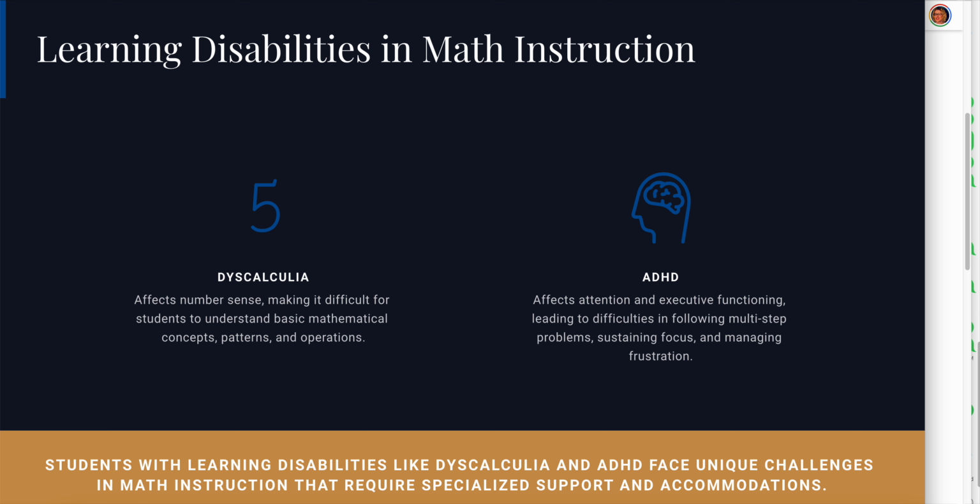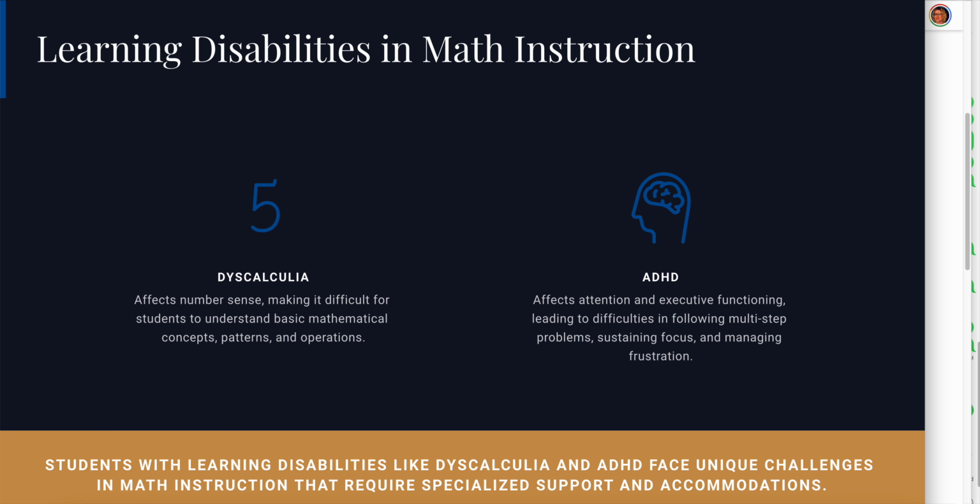And dyscalculia affects our number sense, and it makes it difficult to understand the basic mathematical concepts that involve patterns and operations. And it can cause miscalculations within just crunching numbers. It can even translate into solving equations, finding the slope of graphs, and it can fundamentally unravel some of the key algebraic concepts that are happening in a secondary classroom. So being aware of this, looking at, is there an issue with number sense, operations, finding a pattern in something, that could be indicative that a student is struggling with dyscalculia.